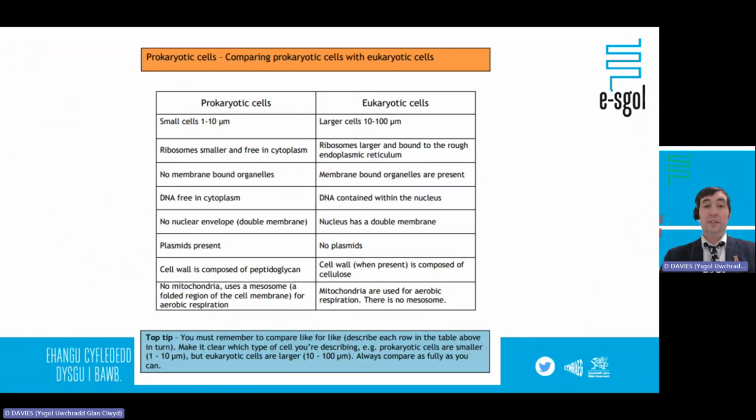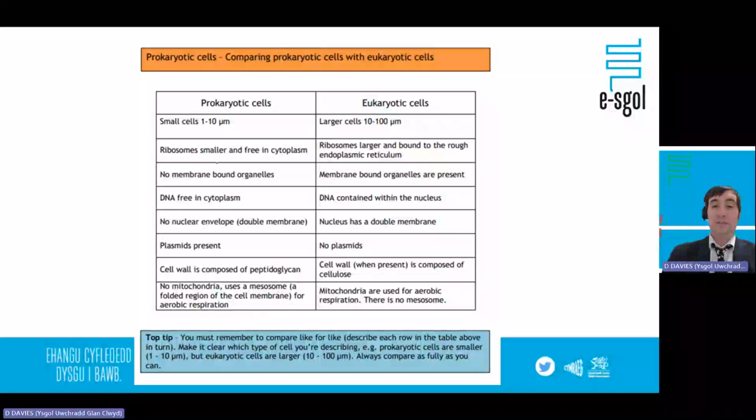Okay, another comparison here. You can compare these either in a table or in a Venn diagram if you'd like. Prokaryotic cells tend to be smaller, eukaryotic cells tend to be larger. Ribosomes are free in the cytoplasm here. Ribosomes are large and bound to the rough endoplasmic reticulum here.